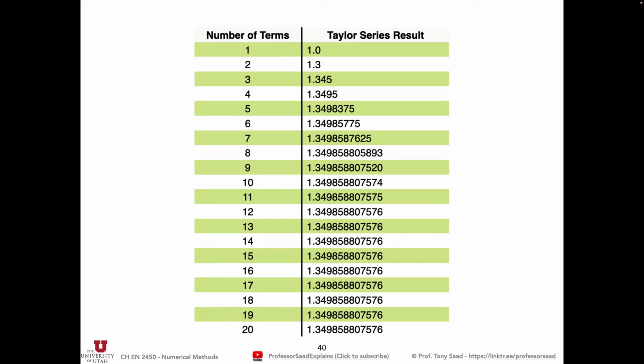What happens? Something happens after, what, 10 terms? What happens? What do you see in the result? It looks the same, right? So it's not changing anymore. So the calculator cannot do any better. Or the formula is just not going to do any better.